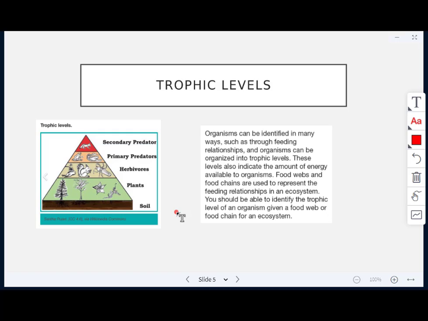All right, trophic levels. Again, here, organisms can be identified in many ways, such as their feeding relationships. Organisms can also be organized into these trophic levels. These levels indicate the amount of energy available to organisms. So usually food webs and food chains are used to represent the feeding relationships in an ecosystem. But you should also be able to identify the trophic level of an organism given a food web or food chain. So again here, we've got the plants, the herbivores, primary predator, secondary predator.